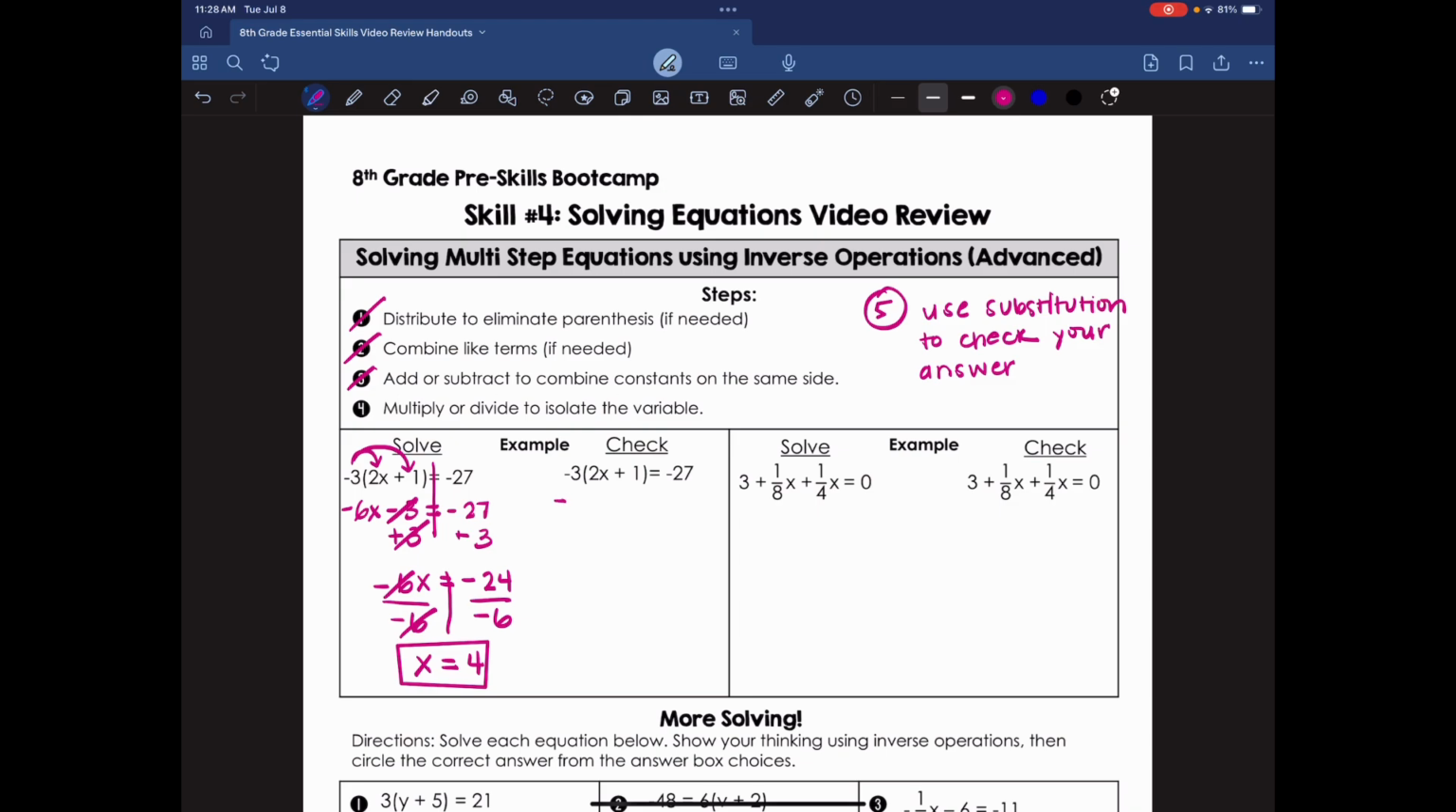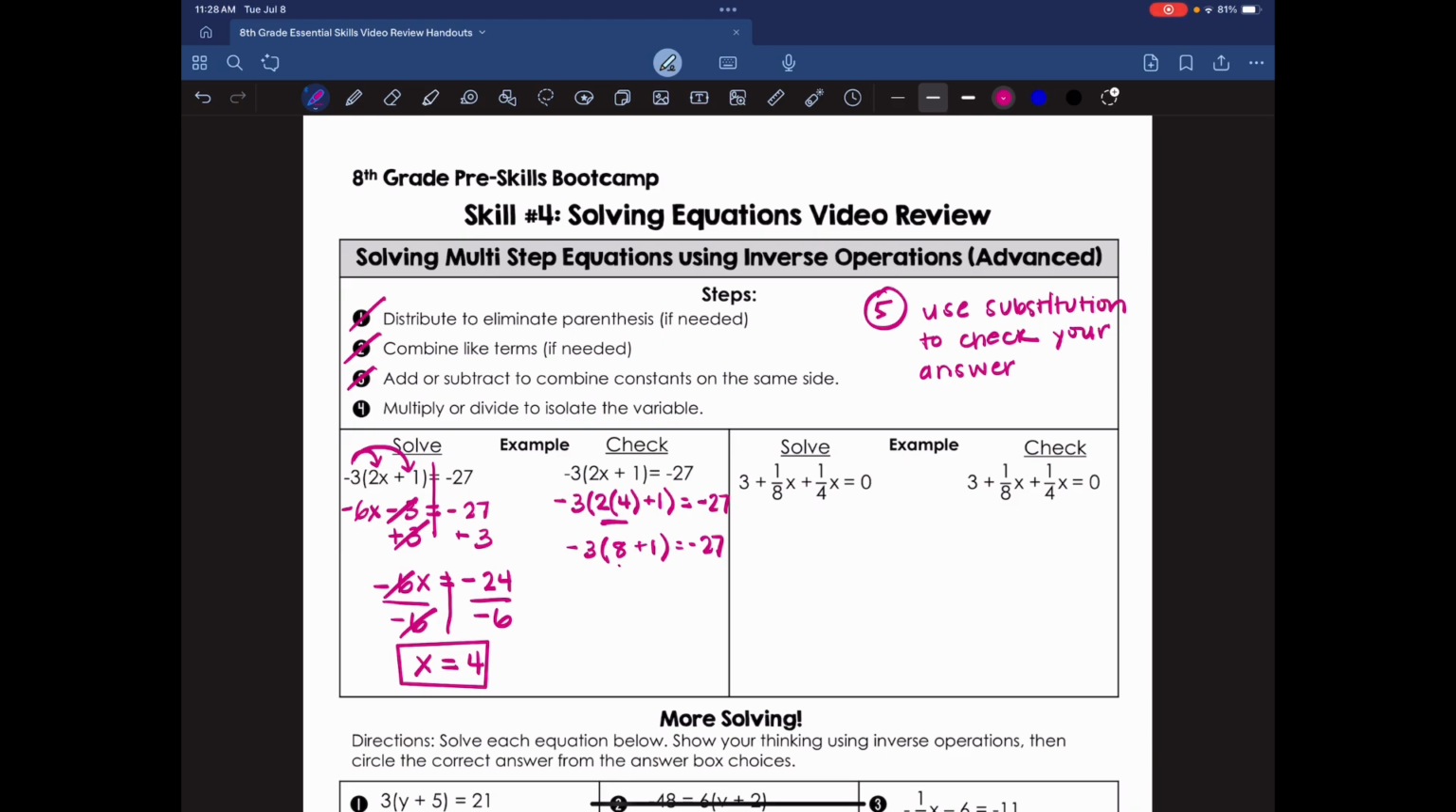I'm going to write here negative 3 and in parentheses 2, and then I need another set of parentheses to replace my variable, plus 1, minus 27. We're trying to see, does that equal negative 27? So thinking order of operations, I need to start in the parentheses, and in parentheses, I need to do the multiplication first. So I've got negative 3, 2 times 4 is 8, plus 1 equals negative 27.